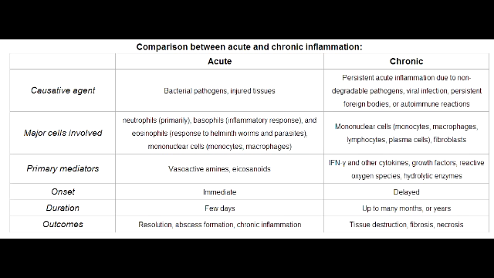Acute inflammation can have three outcomes: it can completely resolve, it can lead to abscess formation, or it can progress into chronic inflammation. What cells mediate chronic inflammation? Chronic inflammation is mediated by mononuclear cells such as macrophages.